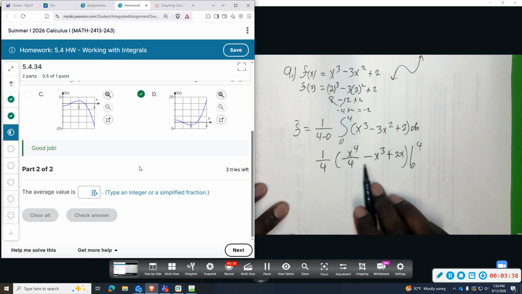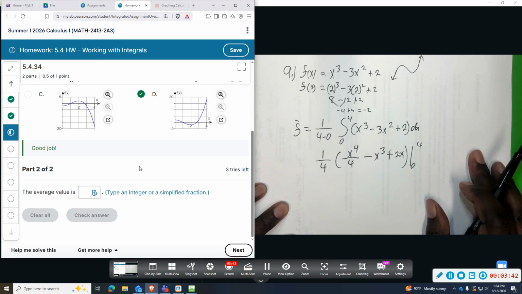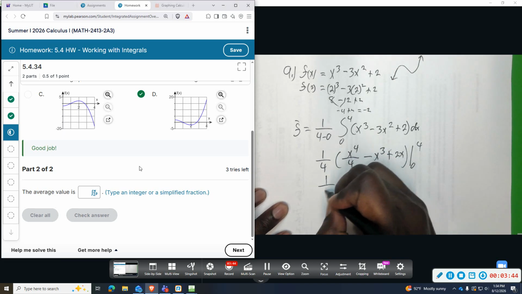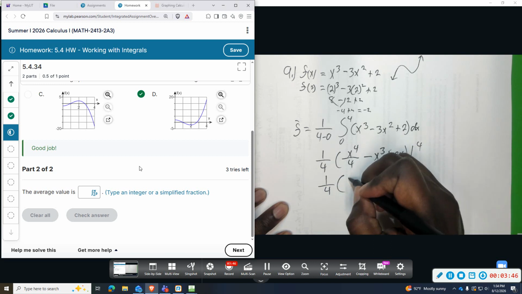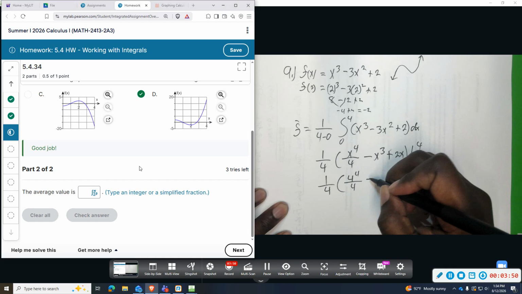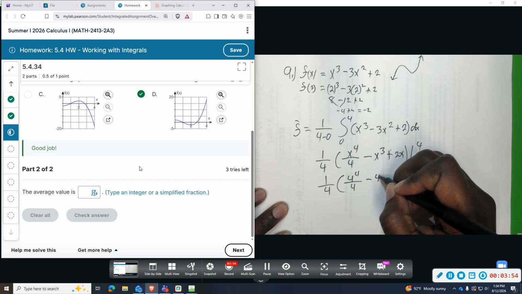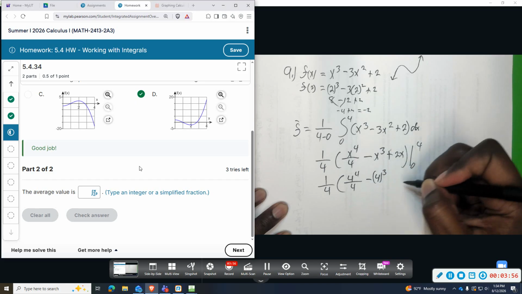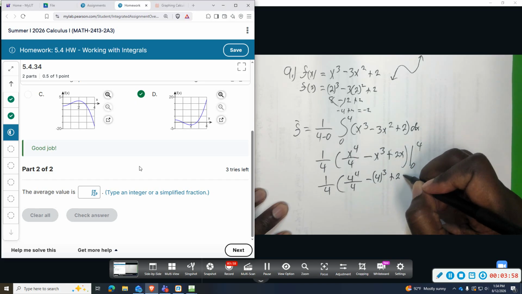So I'm only going to plug in the 4 because when I plug in 0, everything that has an x is going to 0 out. So I'm looking at 1/4, and then we have 4 to the 4th over 4 minus 4 to the 3rd plus 2 times 4.